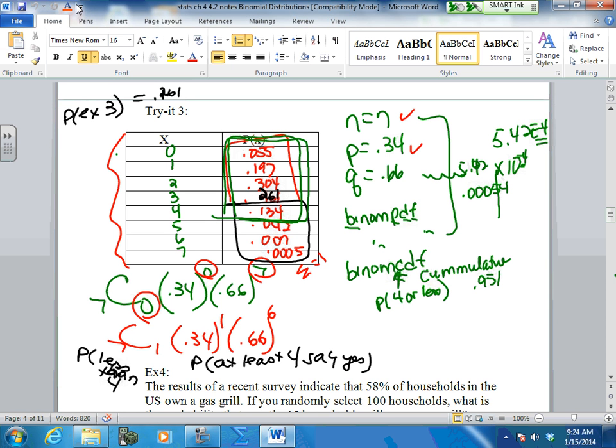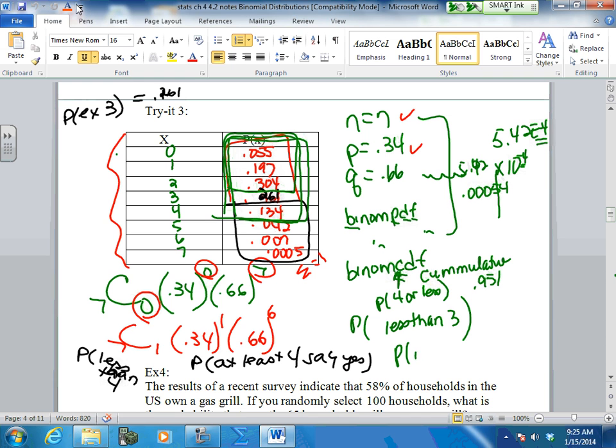If I say less than 3, which ones do I want? 0, 1, 2, and that's it, right? Less than 3. So if I use the cumulative one, what will my X value be? 2. Now, you can also use your complement case with this.